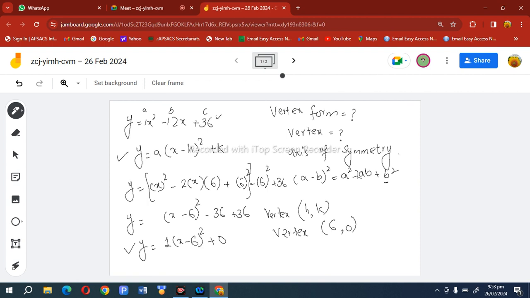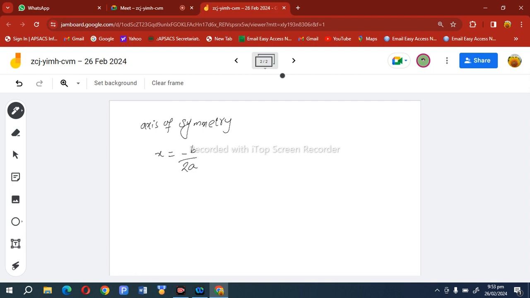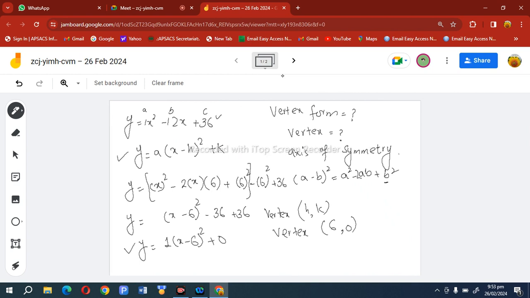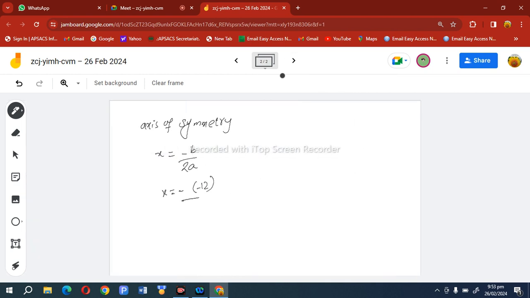So a is 1, b is negative 12. I'm going to substitute the values in this axis of symmetry formula, minus b over 2a. So x is equal to minus, now b is negative 12, and a is 1. So x is equal to 12 over 2, which is 6. So your axis of symmetry is 6.